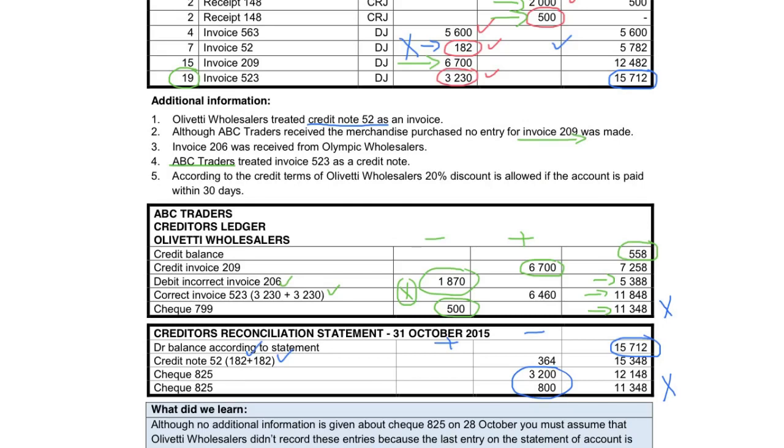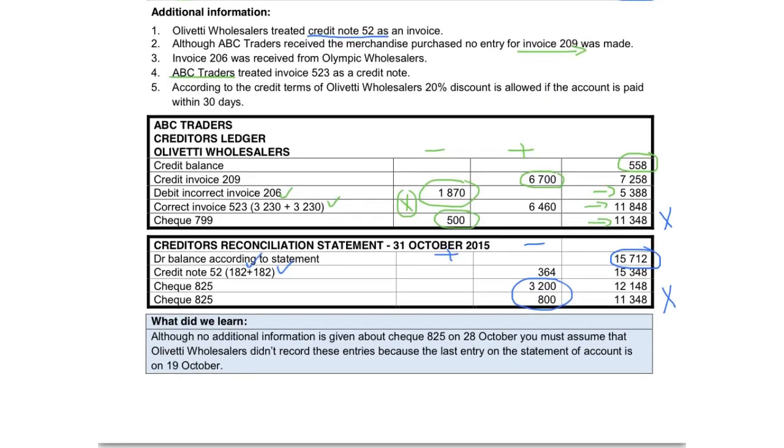So what did we learn today? Although additional information is given, you must always record the entries that were not given as well. So for the additional information, you will go and do all the corrections or the omissions. Then, for instance, for the check that was given at the end of the month, although they don't give us any additional information, you must go and look at the dates and you must realize that that means that they still have to record these two entries, so you will have to go and record it even if nothing was said about this entry.